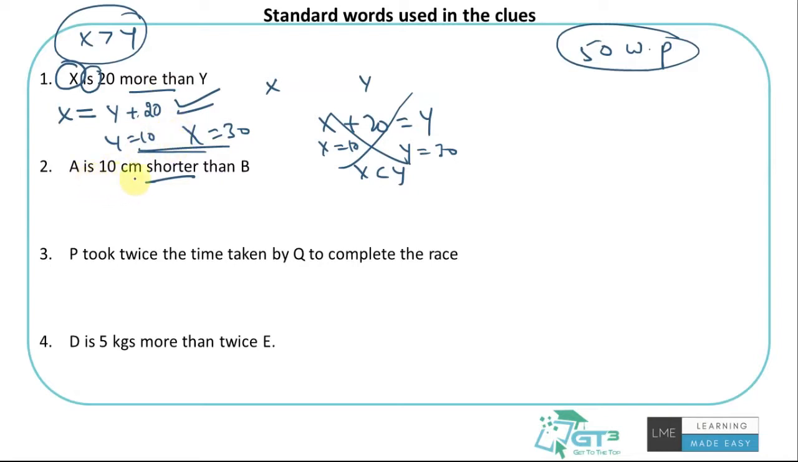A is 10 centimeters shorter than B. What do I mean by that? Whatever the height or length of B is, A is supposed to be lesser than that, right? That's what shorter means.